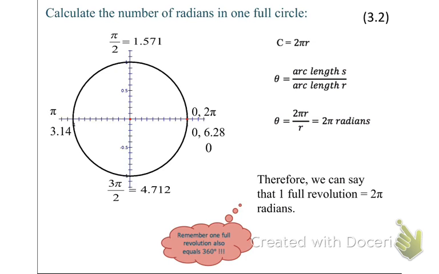Here's an example of kind of what we just did. We found the circumference of our unit circle. We took the entire unit circle divided by our radian, so that's the arc length S divided by radius R. And therefore, we ended up with 2 pi radians. It's important to note that 1 full revolution also equals 360 degrees. So in essence, 2 pi is the exact same as 360 degrees.